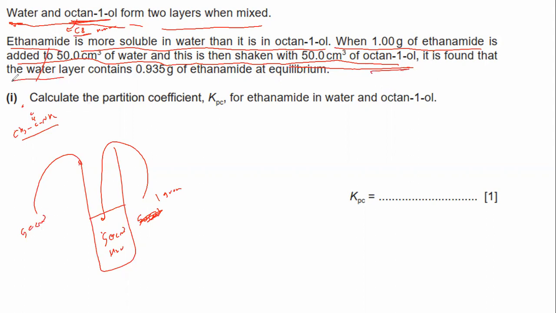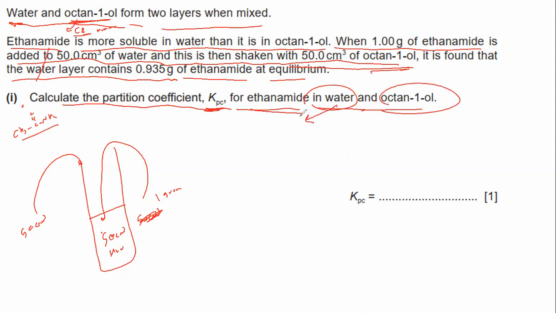It is found that the water layer contains this amount of ethanamide at equilibrium. Calculate the partition coefficient, KPC, for ethanamide in water and octane-1-ol. Water is mentioned here firstly. So we say that KPC, guys, we have to write the concentration in water up here because we mentioned it firstly.